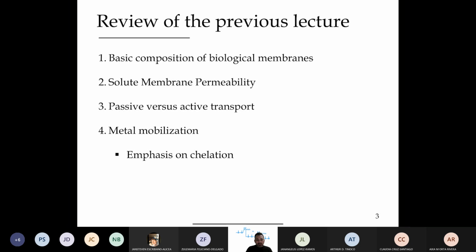So far, we've looked at the basic composition of biological membranes and focused on solute membrane permeability, focusing then on passive versus active transport, this idea of a thermodynamically favorable process versus one that is not thermodynamically favorable. And then we started to discuss this idea of metal mobilization. Okay, so we're going to talk about this idea in the context of how we mobilize things.